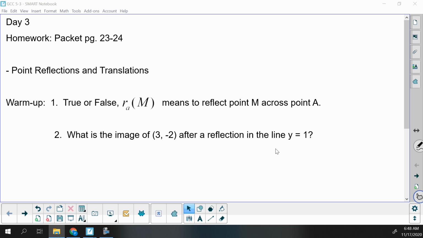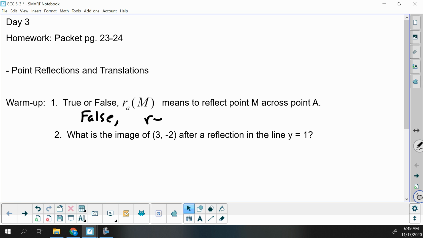And we're going to just do the warm-up together, so you can still put it right on your warm-up sheet in the Wednesday box, but we'll be doing it as a group. So true or false, the notation there means reflect point M across point A. The little r does mean reflect. We are reflecting point M, but notice point A should be a capital A. So if you have a lowercase letter, that's actually representing a line. So this would be false.